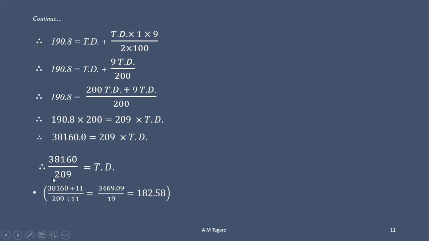Now this simplification, 209 is divisible by 11. So we divide numerator and denominator by 11. 209 divided by 11 gives 19. 38,160 divided by 11 is 3,469.09, and this division gives 182.58. So we get 182.58 is equal to true discount. Therefore true discount is rupees 182.58. It is approximately equal to rupees 182.60.